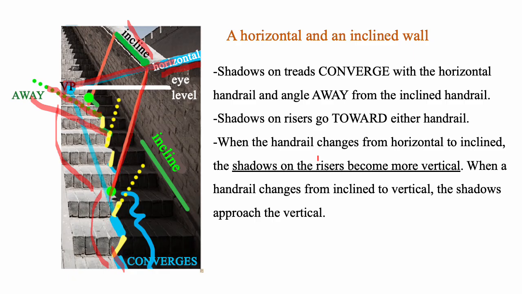Now, shadows on the risers for either one go toward the handrail. The difference is the degree of verticality. So this one for the horizontal handrail is not as vertical as the one for the inclined handrail. And if you can imagine having a vertical handrail, well, the shadows on the risers would then be vertical. So when we go from a horizontal to an incline to a vertical handrail, the shadows on the risers get increasingly vertical.